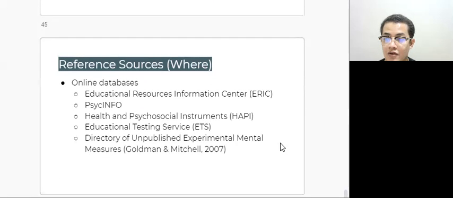Okay. So we also have online databases. Online databases will help you explore more about the several tools available online. So you may search for these tools in online databases, which may help you in the long run.